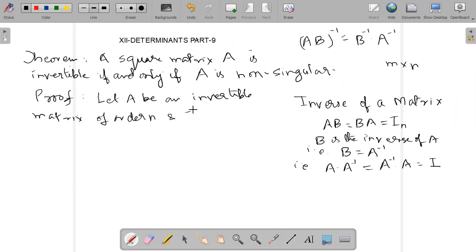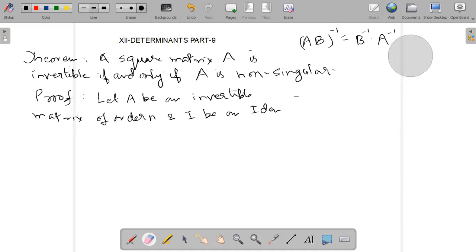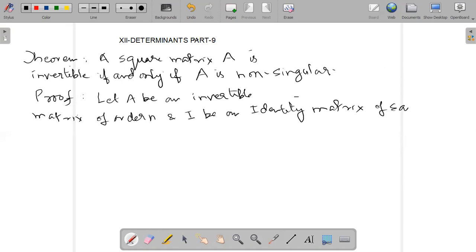And let, instead of I n, we are taking I, an identity matrix of same order n. So these are two matrices.